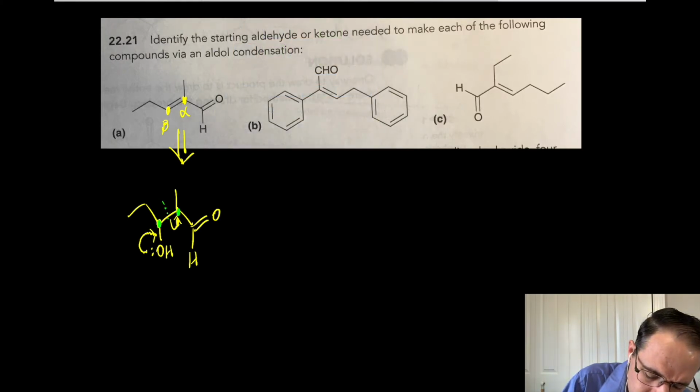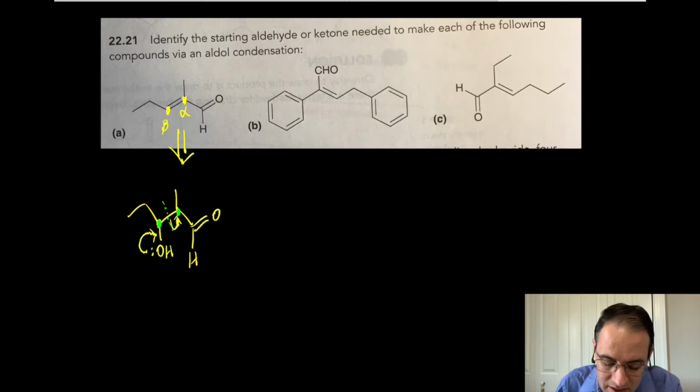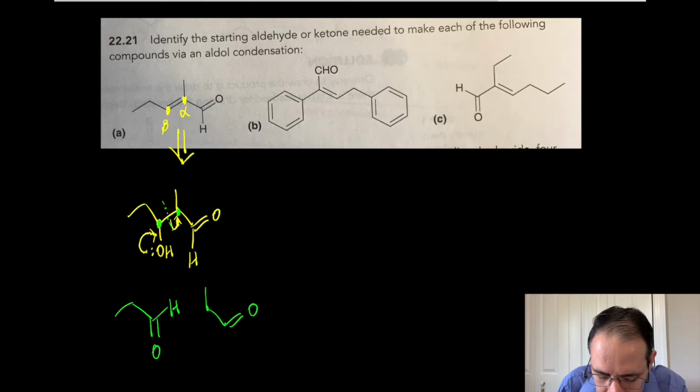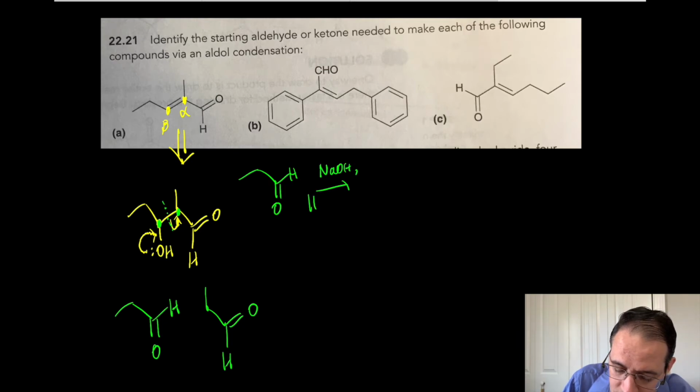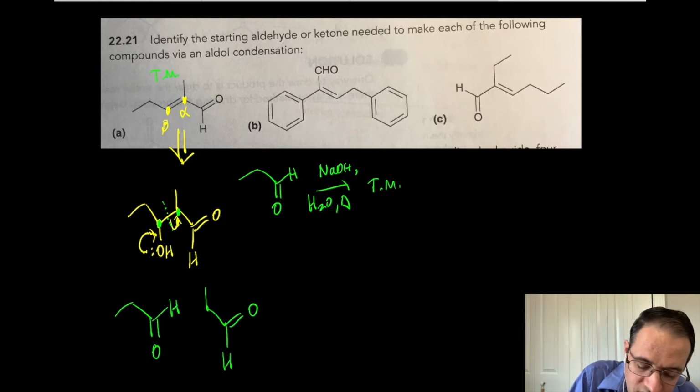So this carbon and this carbon get broken in that mechanistic step, and that's going to give you your two fragments. It's going to give you an aldehyde that looks like this, and an aldehyde that looks like this. Now, if those two aldehydes are the same, you only need to draw one of them. So the reaction would look like this. We're going to take the aldehyde, treat it with sodium hydroxide, water, heat, and get the target molecule. This I am defining as the target molecule.